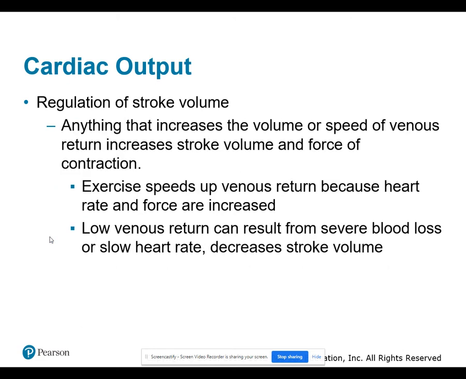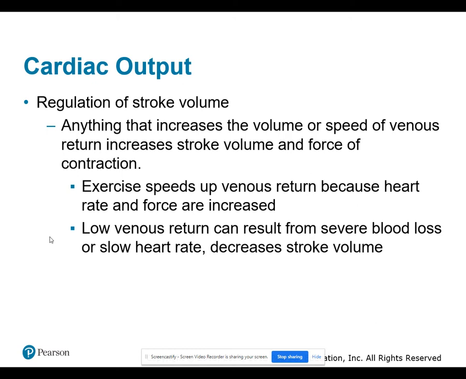So anything that increases the volume or speed of venous return actually increases your stroke volume and how forceful that contraction is. Exercise speeds up venous return because your heart's pumping more, so your blood is able to get through your body faster and return to your heart.